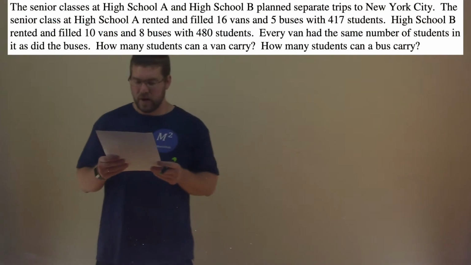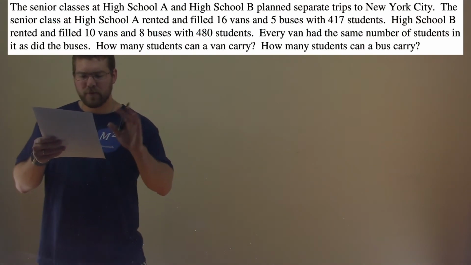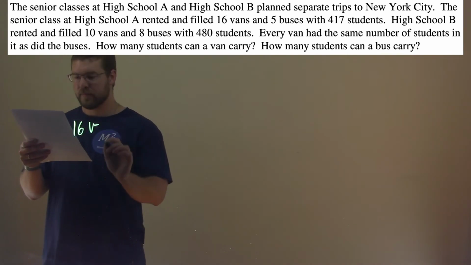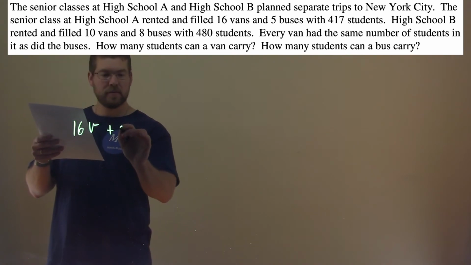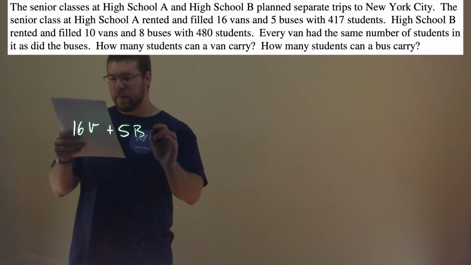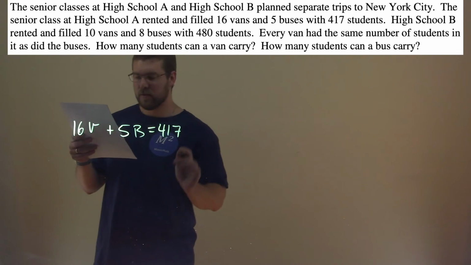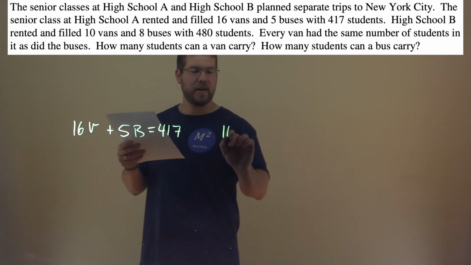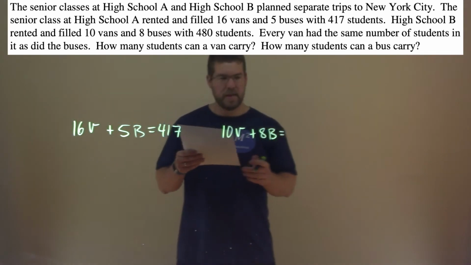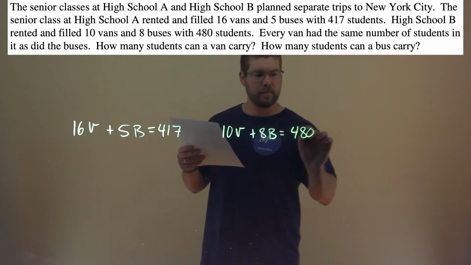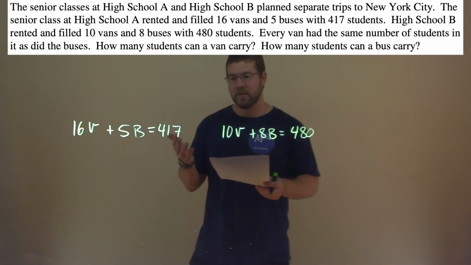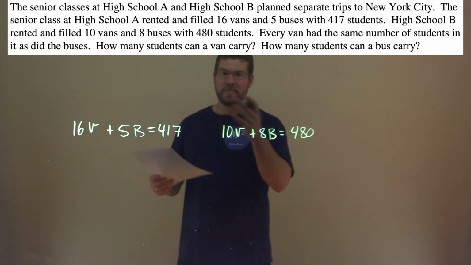So here, let's go set up some equations. The first equation we have is for High School A. They said they filled up 16 vans and 5 buses. So V being the number of students in a van, B being the number of students in the bus, and that had a total of 417 students. High School B did 10 vans and 8 buses, and that had 480 students. So now we have 2 equations. We can solve this, right? Solve this system of equations to get our answer.